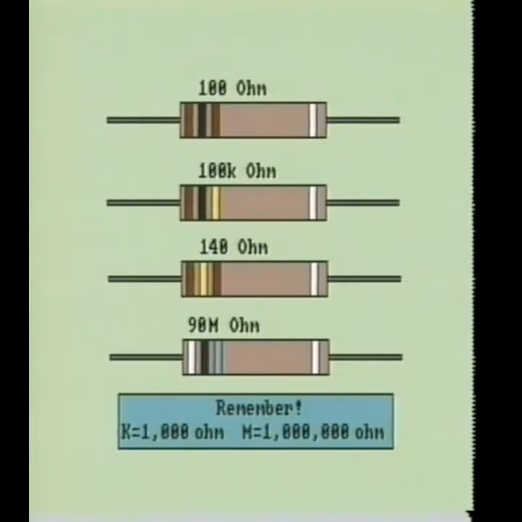The last resistor has a color code of white, black, blue. The first digit is 9, the second digit is a 0, and there will be 6 trailing zeros. That means this resistor will have a value of 90 million ohms, or 90 megohms for short. Since all these resistors have a fourth color band of silver, they will all be accurate to within 10% of their rated values. Now remember, the capital K is for kiloohms, the capital M is for megohms.